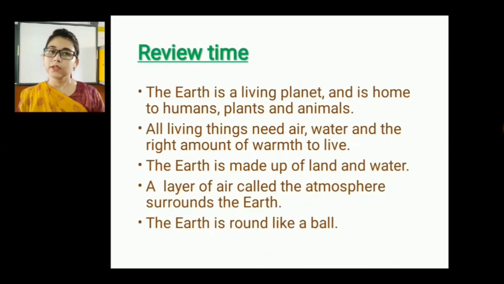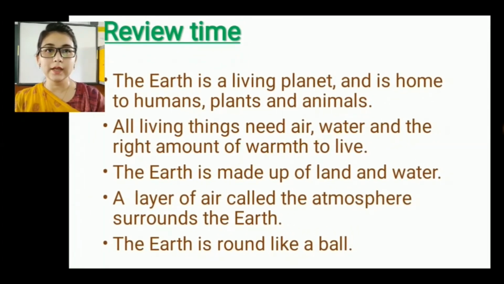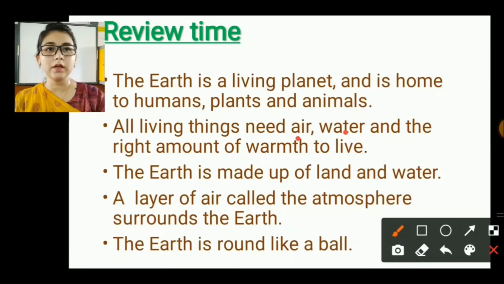Now students, this is the time to revise the things we have studied. Now let's just revise. The earth is a living planet and is home to humans, plants and animals. Plants, animals, all living creatures can be found on earth, because on earth we have all the essential things to live. What are these essential things to live? So all living things need air, water and the right amount of warmth to live.